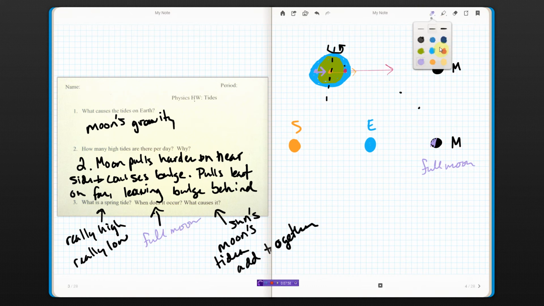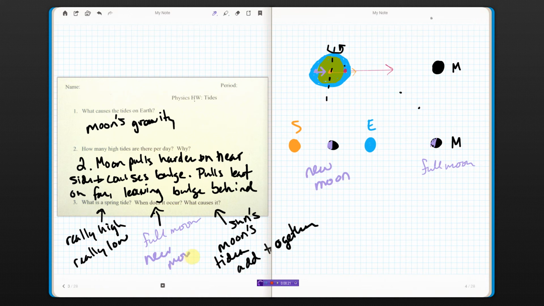But you also get a line if the moon is here. Now keep in mind, not to scale at all. So this is when this side's lit up. Lavender isn't really lit up, but we're pretending. And we can't see that at all because we're over here. So that's a new moon. Okay? So basically, this spring tide happens twice a month.